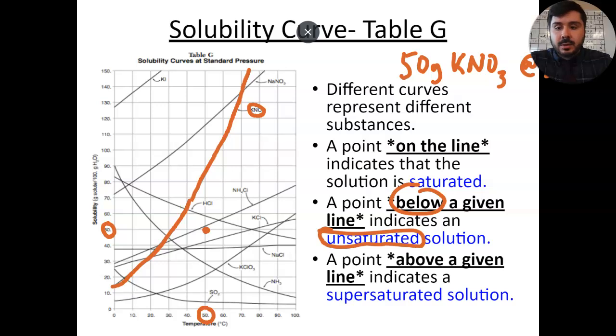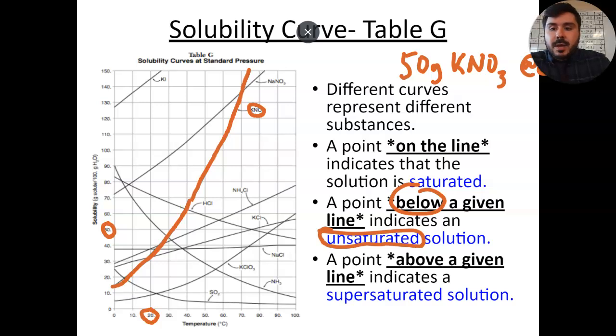Okay, unsaturated. Now let's change things up. Let me grab my eraser here. Let's change the temperature, for example. So we're still dissolving 50 grams of potassium nitrate into 100 grams of water, but let's do that at 20 degrees Celsius instead. So here's my 20 down here.